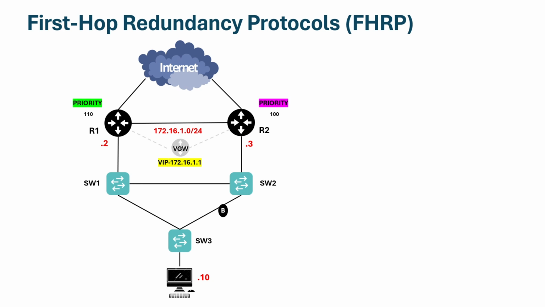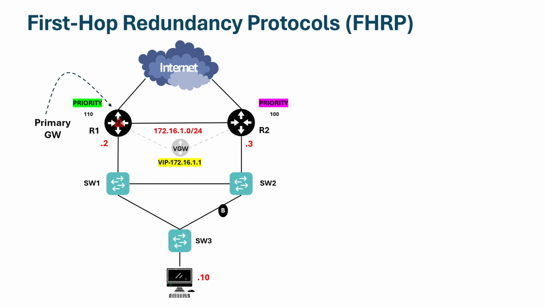By default, the priority is 100, though it depends on the protocol. Just to take an example, I have configured the priority as 110 on R1 to make it the primary gateway. So now the traffic is going via R1, and everything is going fine.